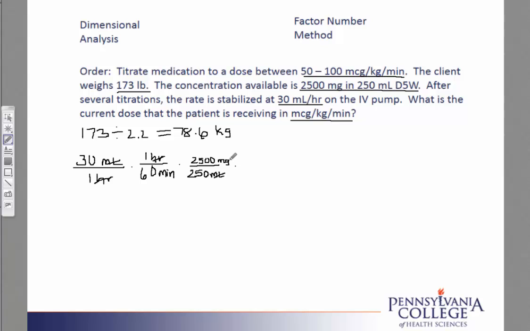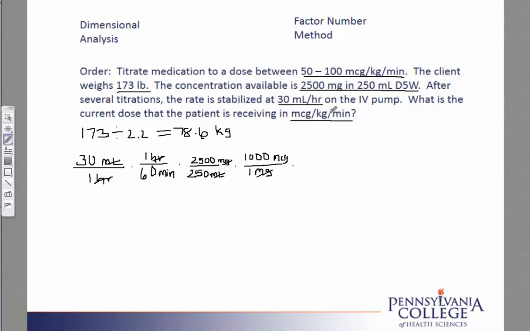However, my goal is to get to microgram. Now that I'm at milligrams, I can use my knowledge of the metric system. 1 milligram goes on the bottom of my fraction, and it is equivalent to 1,000 micrograms. Again, I am closer to my goal. I now have micrograms per minute.